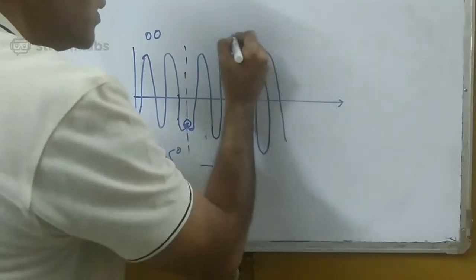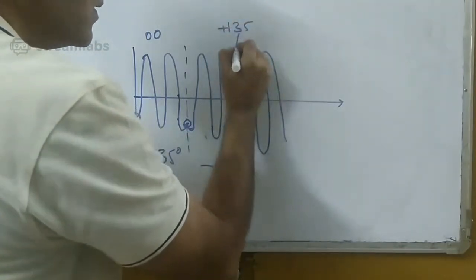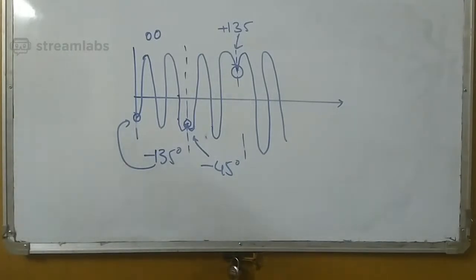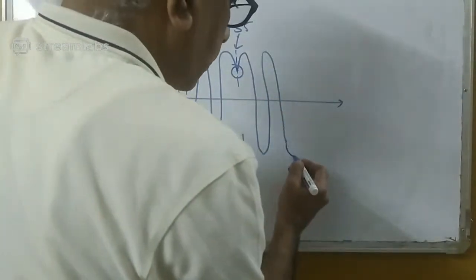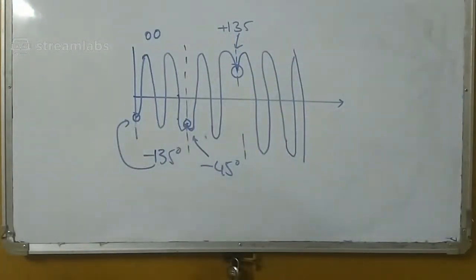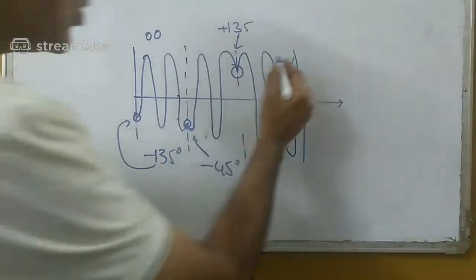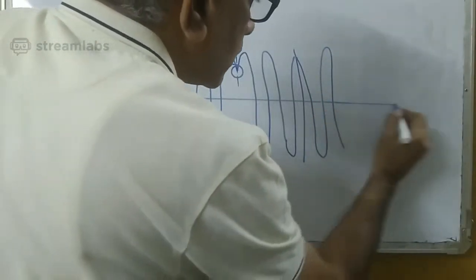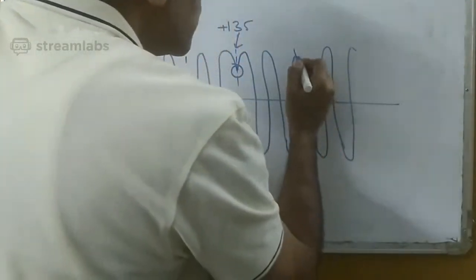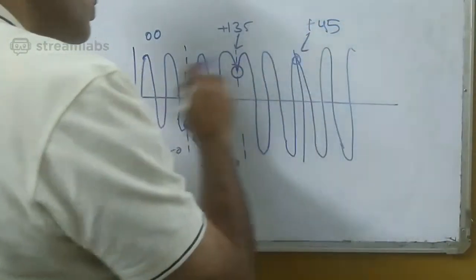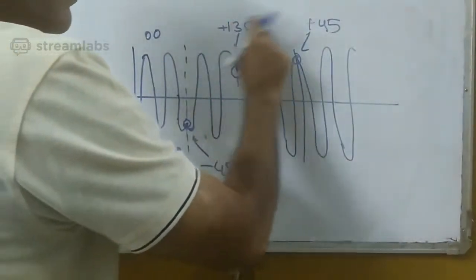Yes, this is the phase which is plus 135. Okay, last one, again it has to be up from positive side. So as you know, it has to be this way. Yes, so you look at this phase, it is going to represent plus 45 degrees. So minus 135, minus 45, plus 135, plus 45.